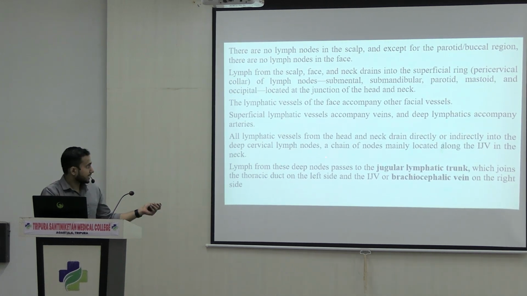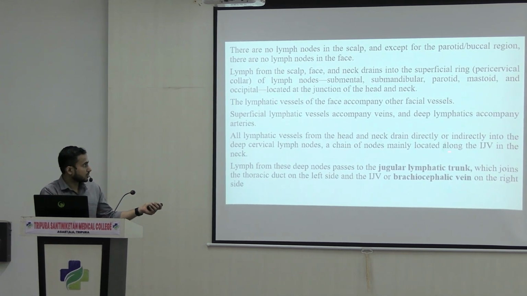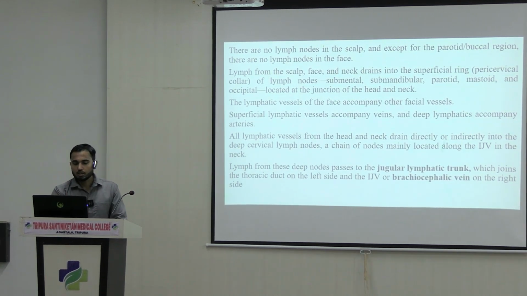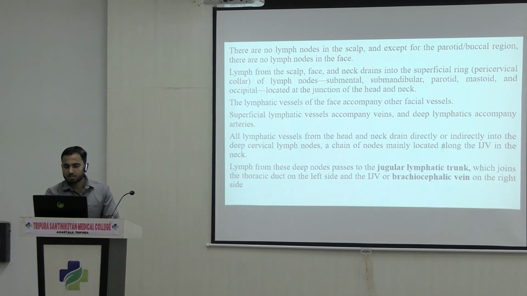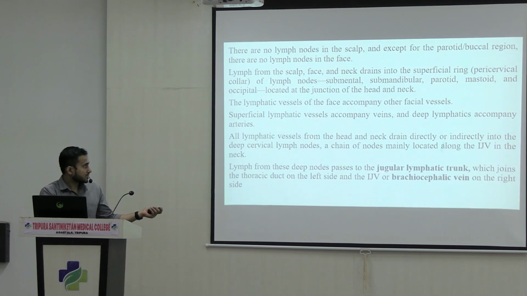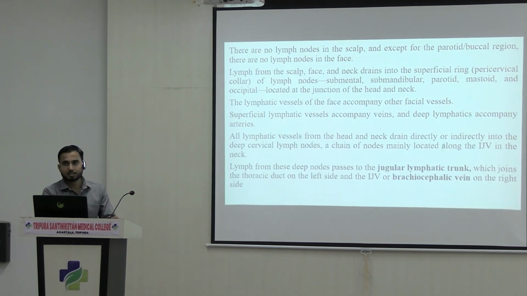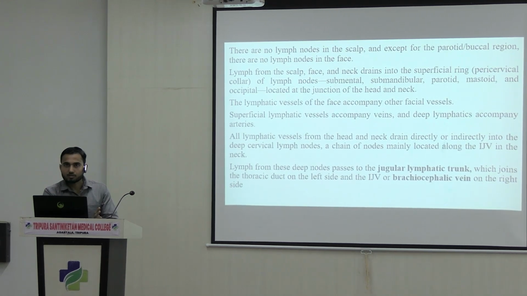Now these deep cervical lymph nodes are a chain of nodes located along the internal jugular vein in the neck, on both sides. Next, lymph from these deep nodes passes into the jugular lymphatic trunk, which will join the thoracic duct on the left side. And on the right side, where will they go? They will go to the internal jugular vein or the brachiocephalic vein. So this is the termination.